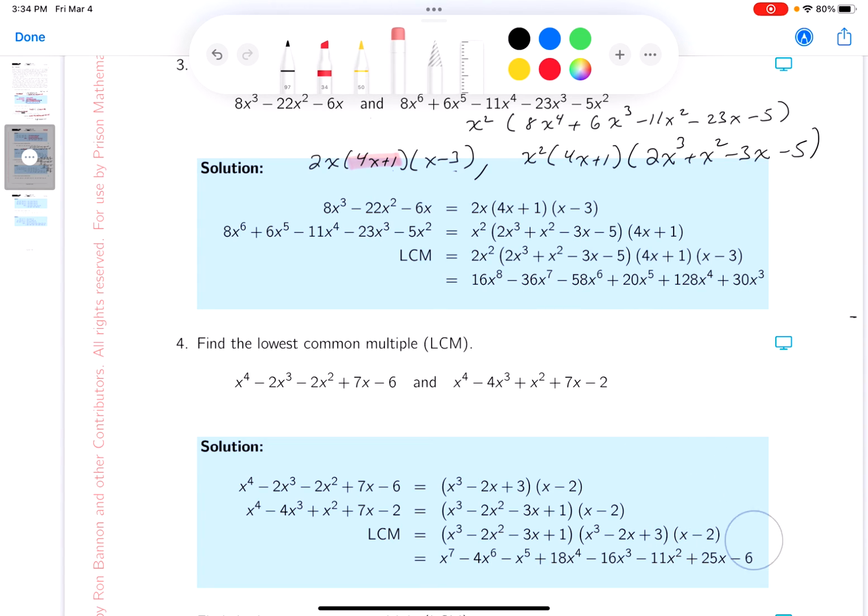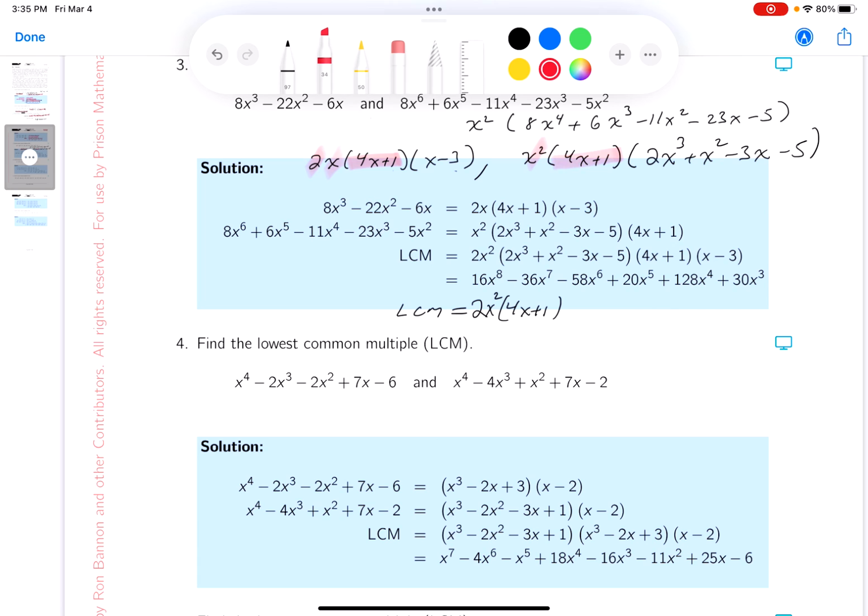So, I am now ready to write down my LCM. My LCM must contain the factor 4x plus 1. It must contain the factor of a 2. It must contain the factor of an x. How many, though? 2 of them. The maximum number of times occurs in any one factorization.